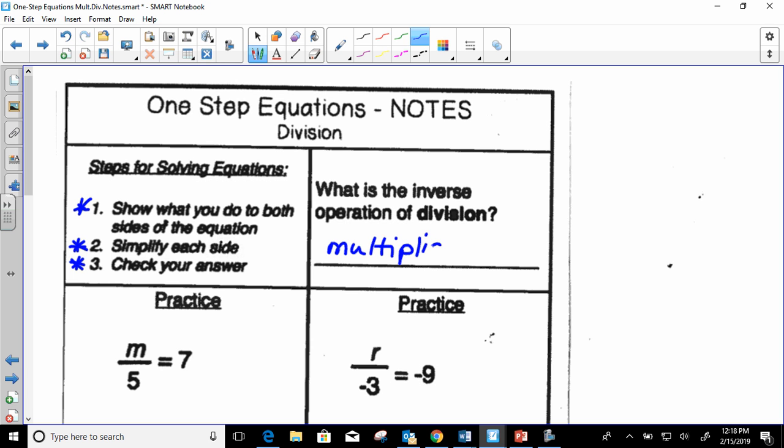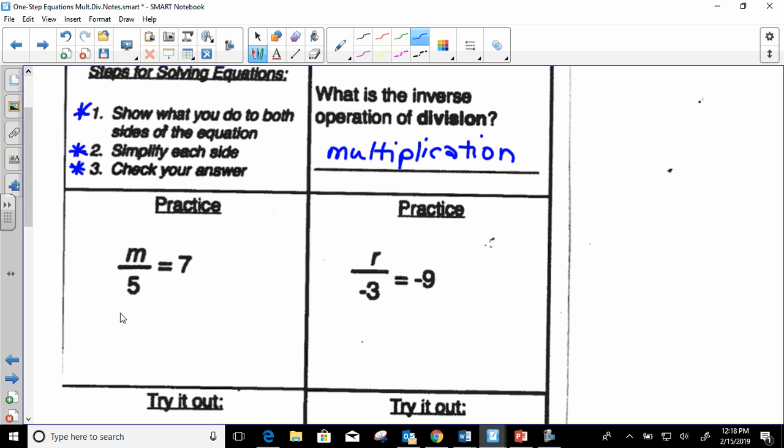Now, if I go too fast, just pause the video to catch up. All right, so let's look at the next problem. You have m divided by 5 equals 7. When you see a fraction bar right here, that means division, and the opposite of division is multiplication. You want to multiply by the reciprocal or the denominator, which is 5. So you're going to multiply by 5, which is 5 over 1.